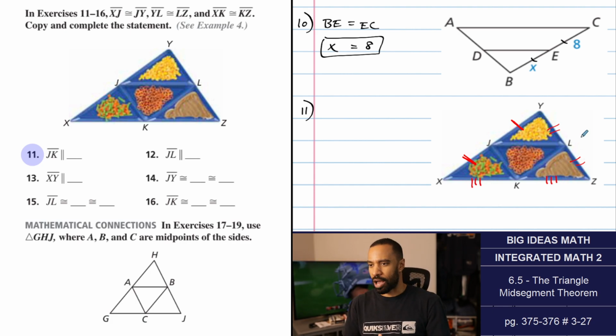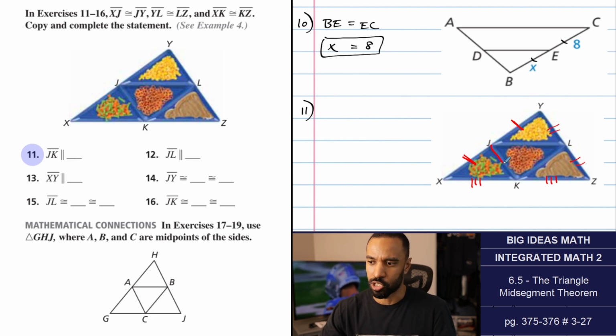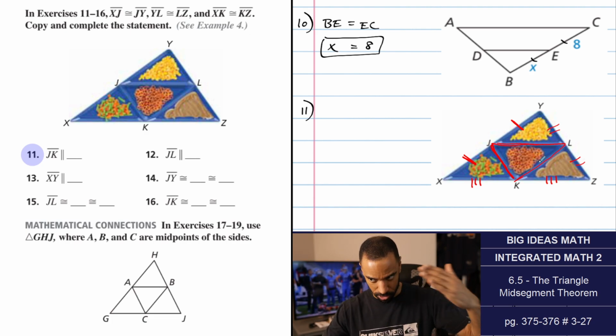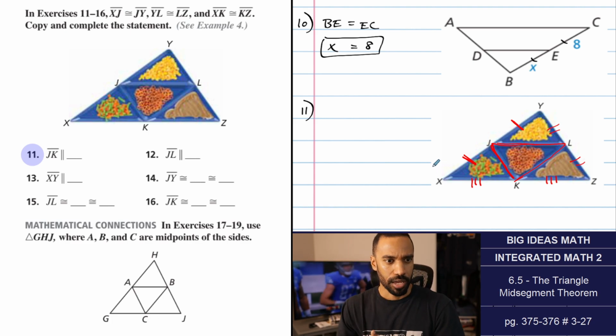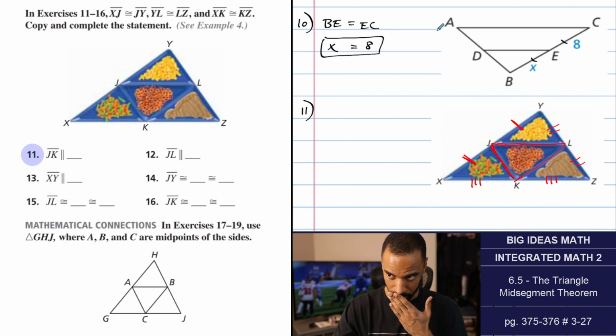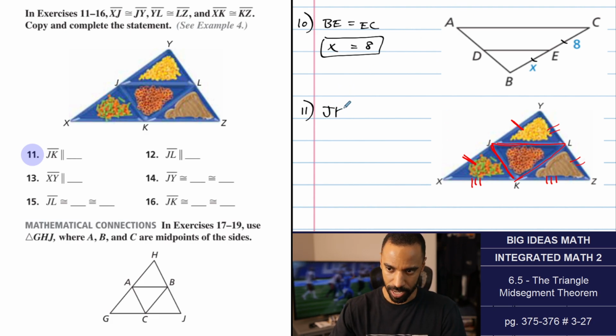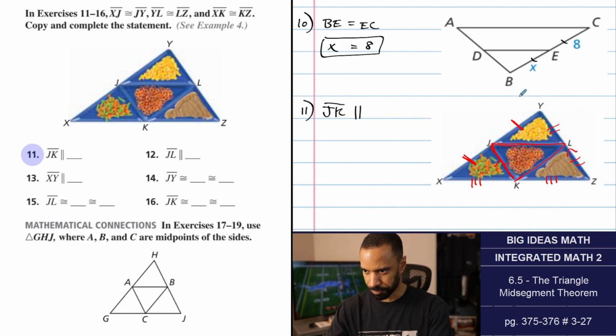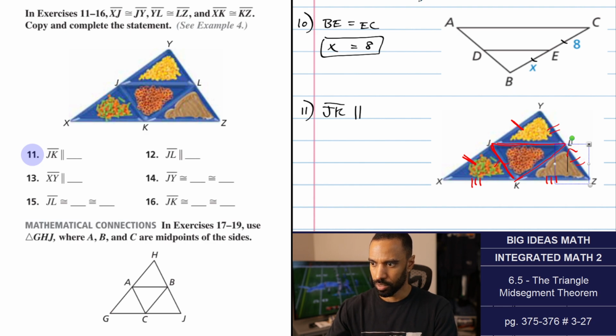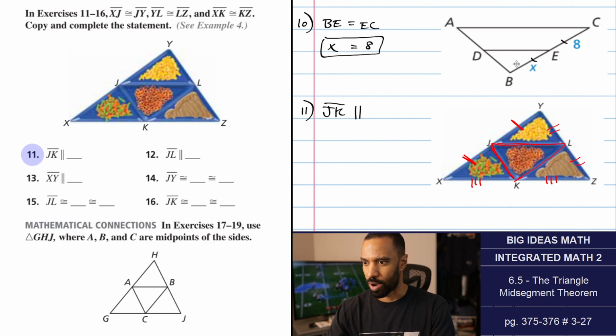All right. That allows us to note that these are midsegments. JK is a midsegment. JL is a midsegment. LK is a midsegment. They are all parallel to their opposite sides, and they are half those distances. Copy and complete the statement. So start with the parallel part. Segment JK is parallel to, over there, not LZ, but YZ.